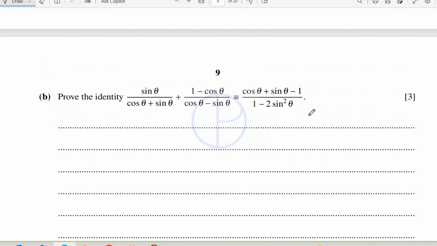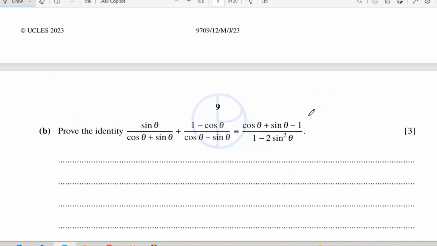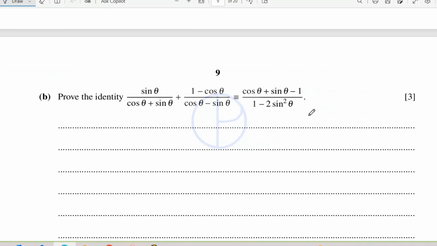The next part of the question is prove the identity sin theta divided by cos theta plus sin theta plus 1 minus cos theta divided by cos theta minus sin theta is equal to cos theta plus sin theta minus 1 divided by 1 minus 2 sin square theta. So to prove this, first let's consider the left hand side of the expression and take the common denominator. The common denominator is cos theta plus sin theta multiplied by cos theta minus sin theta.